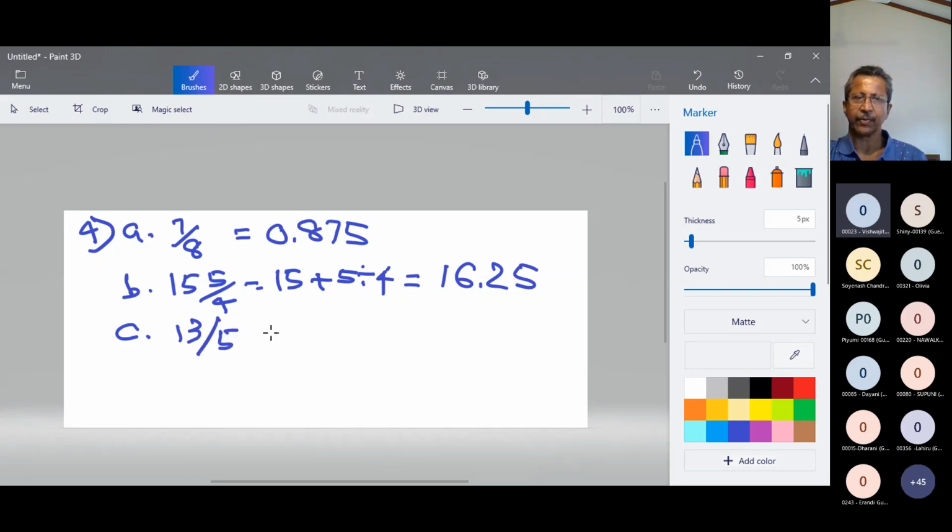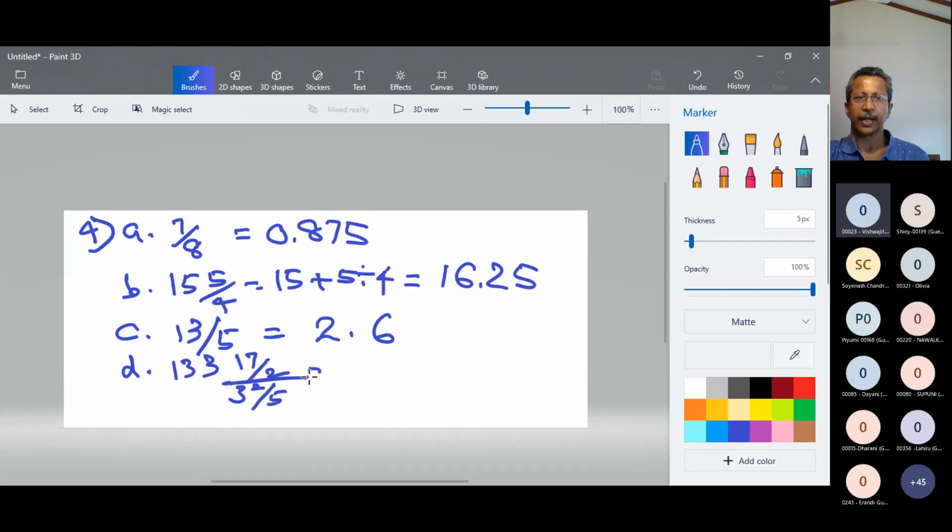13 divided by 5. I think very easy for you. When you use the calculator, you get it, or you can do it by your mind. 13 divided by 5 is 2.6. Is it? Yes. D. This is a little complex one. 133 17 upon 2 divided by 3 squared divided by 5.